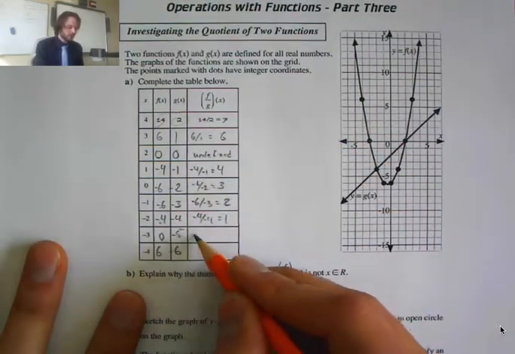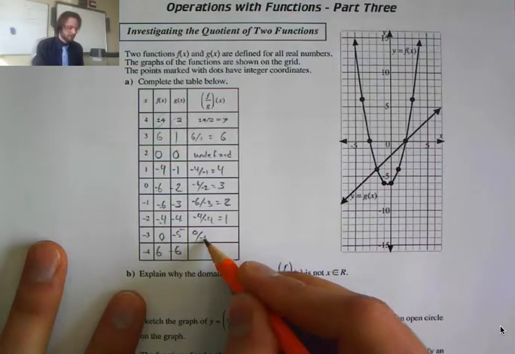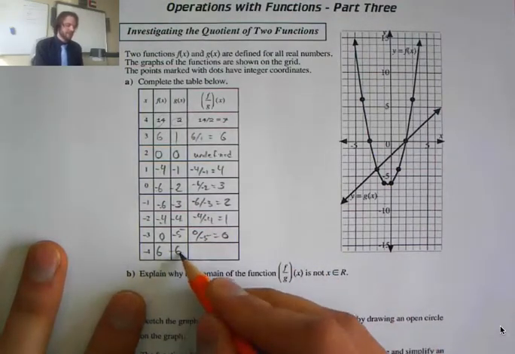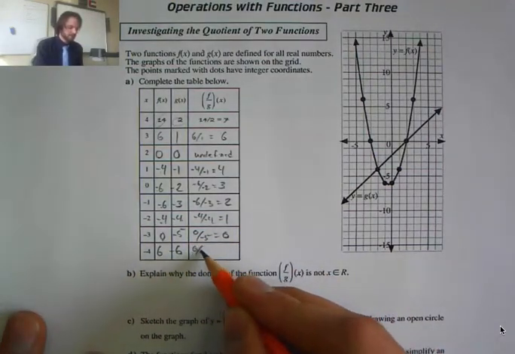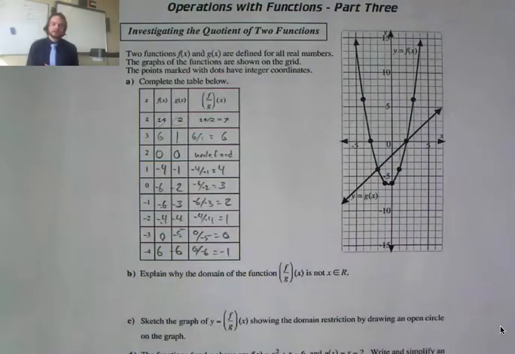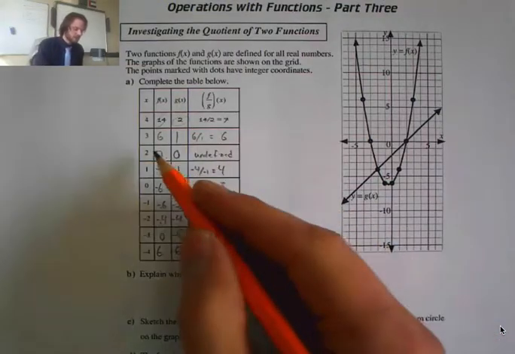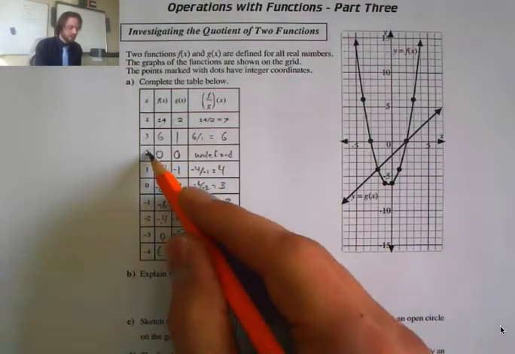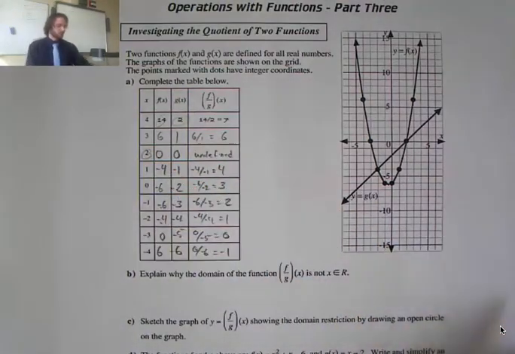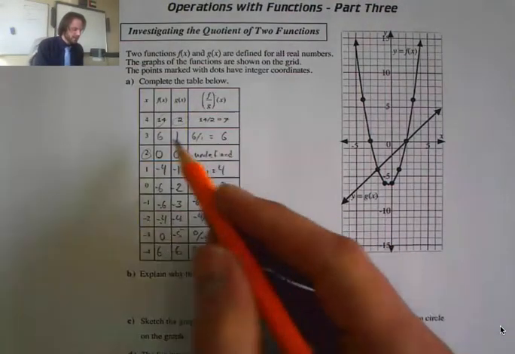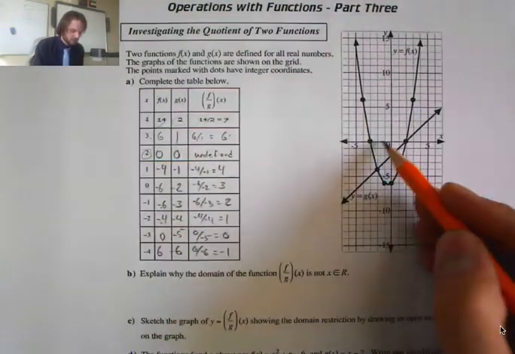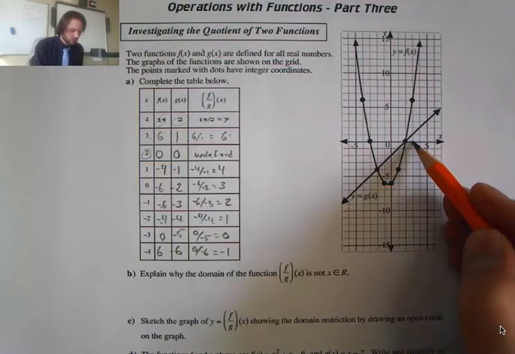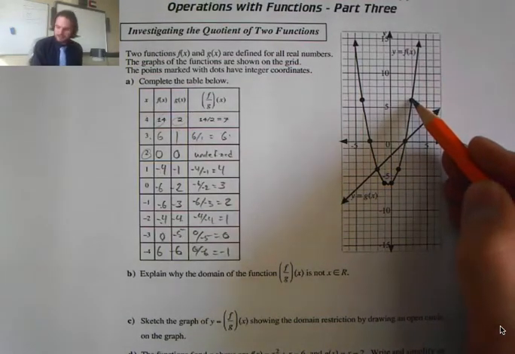And then we have 0 divided by 5, 0, and then 6 divided by negative 6 is equal to negative 1. Now, if I was to graph this, we have one section that is undefined, and that is when x is 2. So to graph this, at 3 we have 6. So let's go over at 3, 1, 2, 3, we have 6, which is right there.